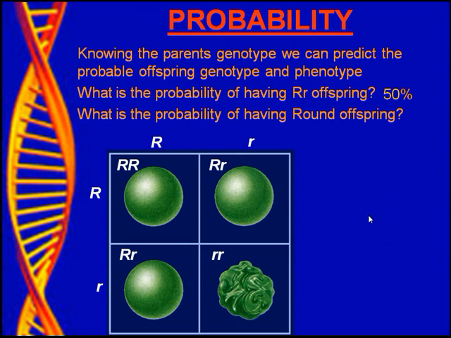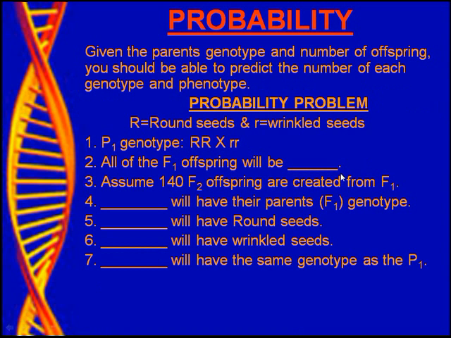It's not. So 50% chance of having hybrid offspring, right? And chance of having round offspring, right here, 3 to 1, or 75%, same thing. So, given the parents' genotype and number of offspring, you should be able to predict the number for genotype and phenotype, and be able to predict ratios too.